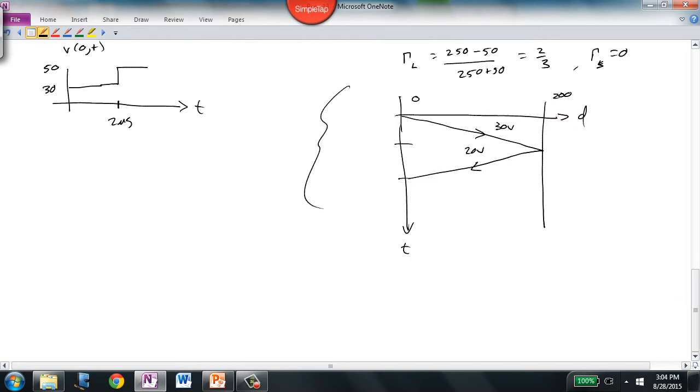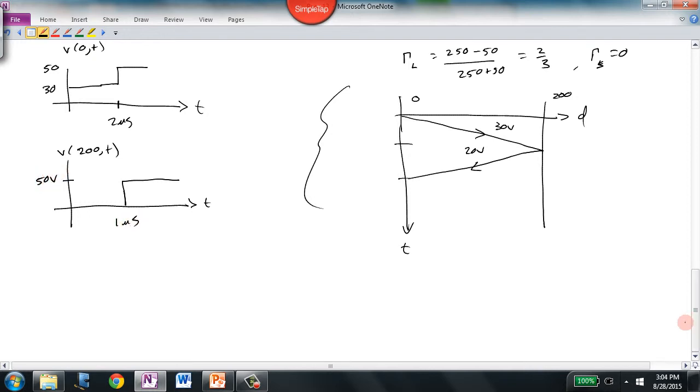If we were to look at the load end, what we would see is V of 200 meters, t as a function of time. There's no voltage until 1 microsecond, and then at 1 microsecond we get both the first forward wave and the first reflected wave, which are a total value of 50 volts. And that occurs at 1 microsecond.